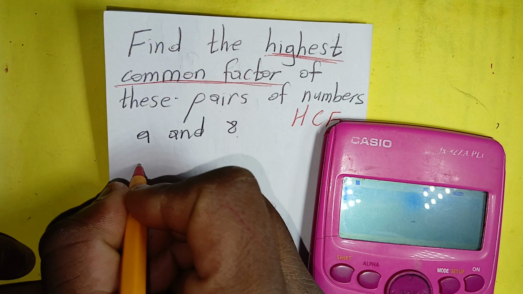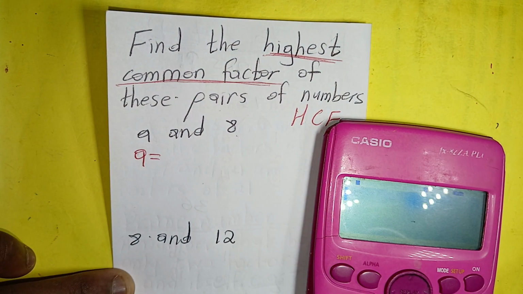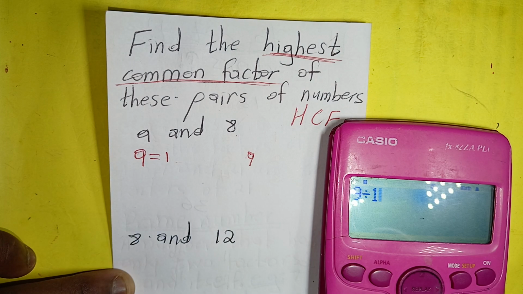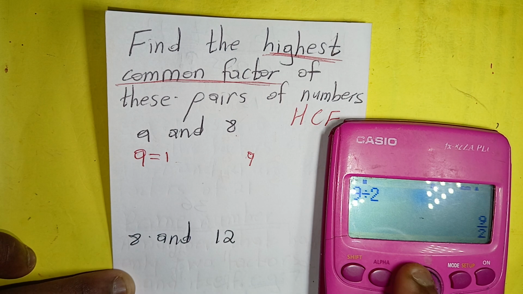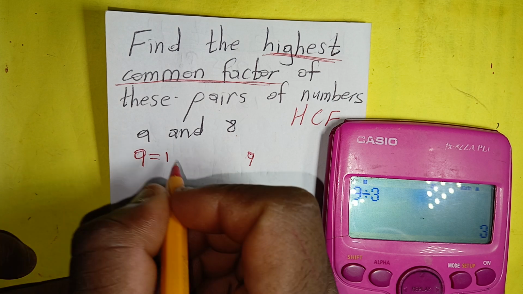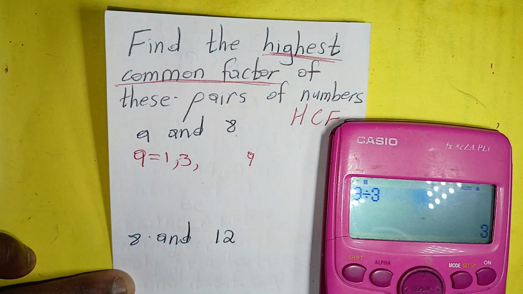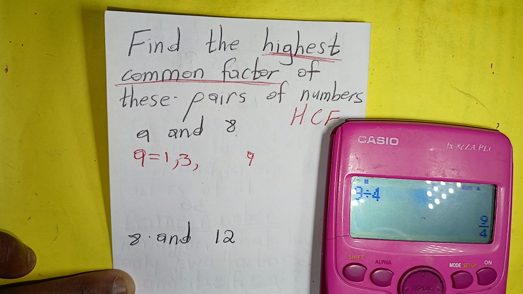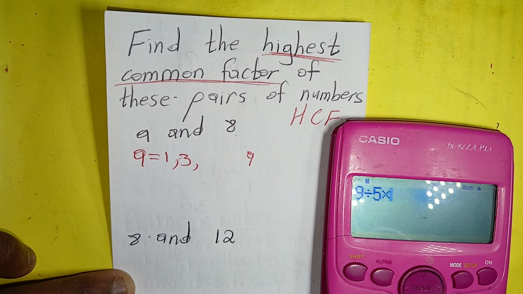So now let's get the factors of 9. We'll say 9 divided by 1, meaning that 1 and also 9. Then 2, it's not a factor. Let's try 3. 3 is a factor, and also 3 is the repeating factor. What about 4? 4 is not a factor. Even 5 is not a factor. 6 is not a factor. Even 7 is not a factor. All the others are not factors.